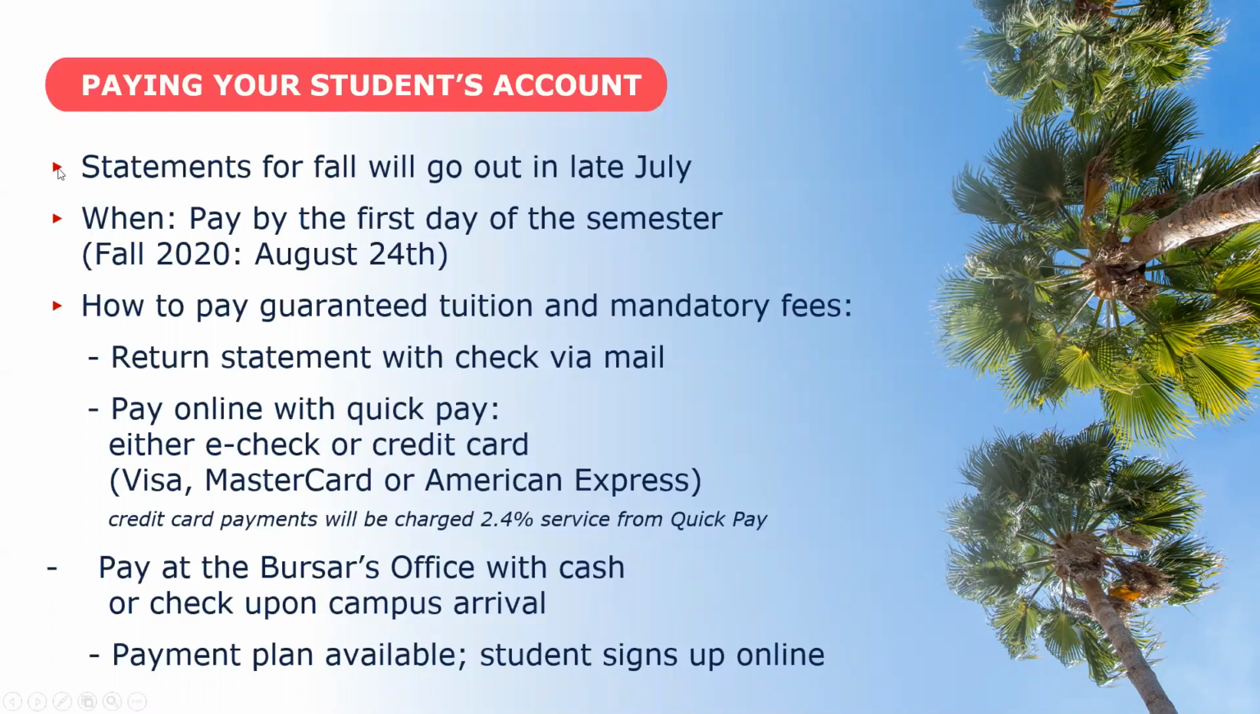How to pay your guaranteed tuition and mandatory fees. You can return that statement we sent with a check in the mail, and we'll process that, allow the post office time to handle that. You can pay online through Quick Pay. You can either pay with an e-check, which means you type in your routing and transit number and account number, and the funds will be deducted from your account. That service is free, so if you're going to pay online, I'd encourage you to use e-check.